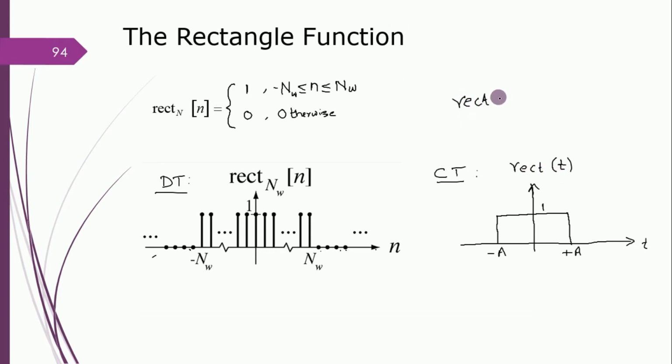Similarly, the rectangular function in continuous time can be written as 1 in the range minus a to plus a, so minus a less than or equal to t less than or equal to plus a, and 0 otherwise. This is the rectangular function. Remember this.